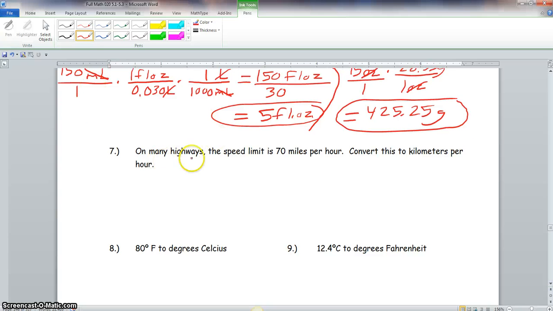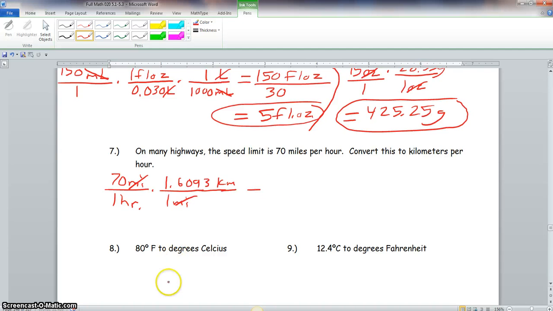Now with number 7, it says on many highways the speed limit is 70 miles per hour. Convert this to kilometers per hour. So we would do 70 miles over 1 hour. That's what per hour means. Now we want to change these miles to kilometers. Now we do have a miles to kilometer portion on this conversion chart on the previous page. Now we see that 1 mile is the same as 1.6093 kilometers. Now these miles simplify out.